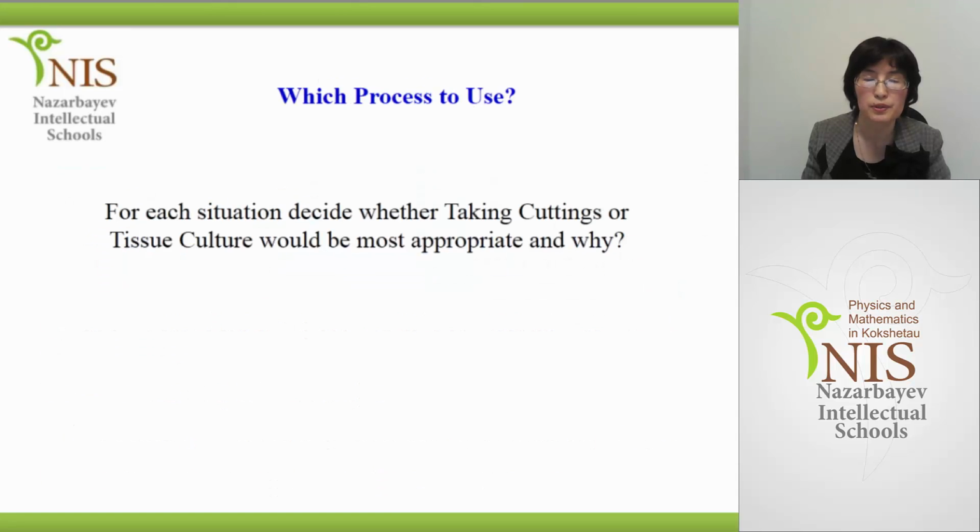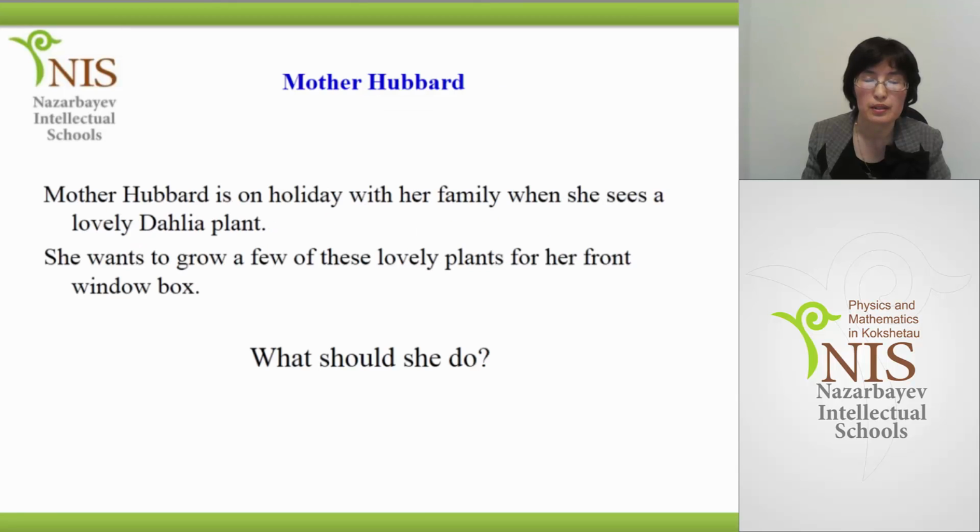And now I give you three situations, and for each situation decide whether taking cuttings or tissue culture would be most appropriate and why. You do this task in groups. The first situation is with Mother Hubbard. Mother Hubbard is on holiday with her family when she sees a lovely dahlia plant. She wants to grow a few of these lovely plants for her front window box. What should she do?